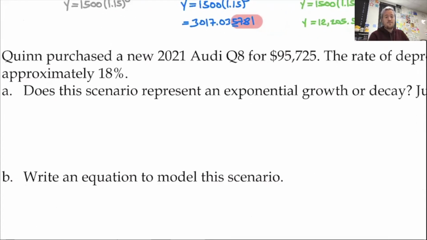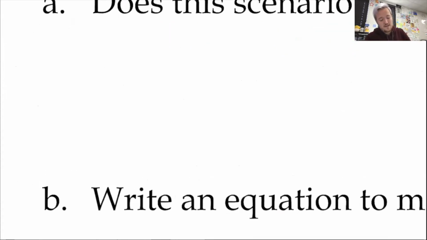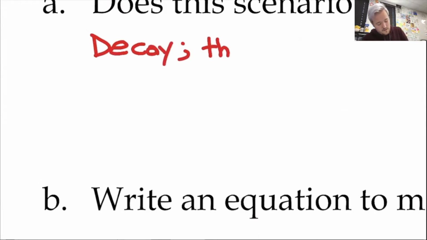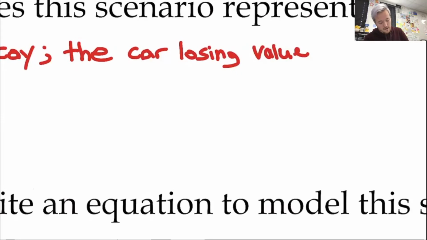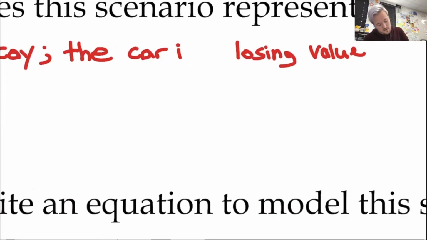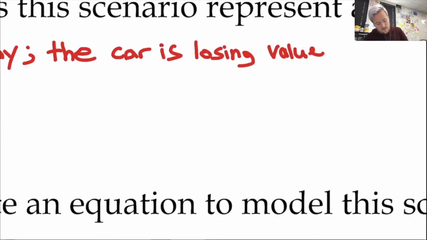All right, so does the scenario represent an exponential growth or decay? Because the value of the car is decreasing and it's losing value, it's going to be a decay. So the car is losing value over time.